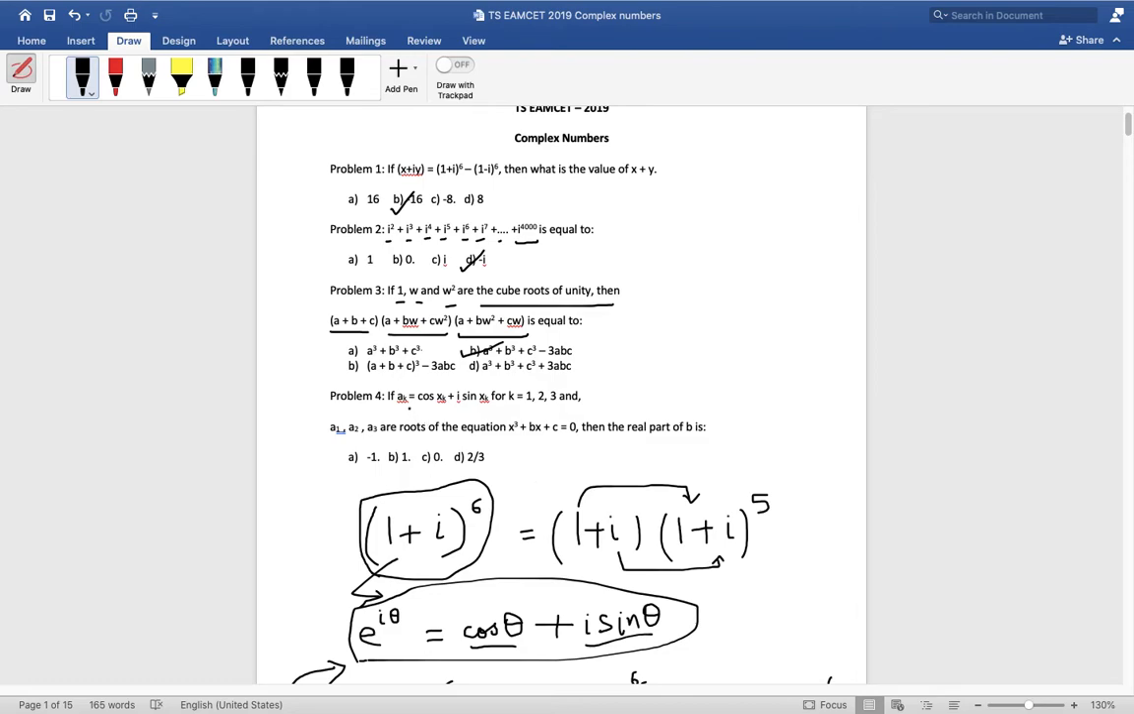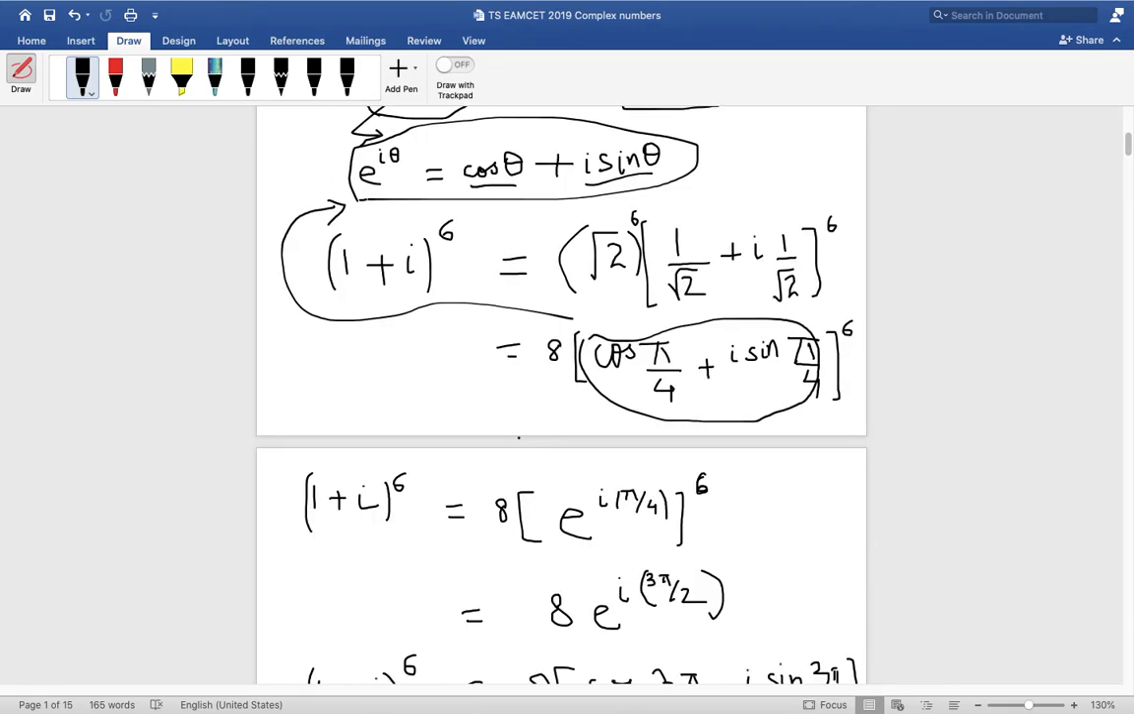This problem, if ak is cos xk plus iota sin xk for k is 1, 2 and 3, and a1, a2, a3 are roots of this equation, x cube plus bx plus c is equal to 0, then the real part of b is this. So I think this was the toughest problem for complex number in this paper. There were 4 problems. I think this one was the toughest.